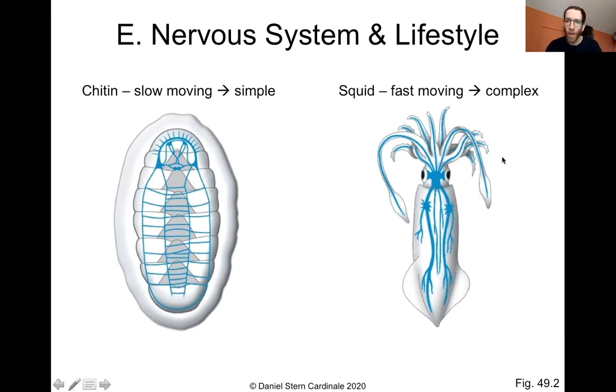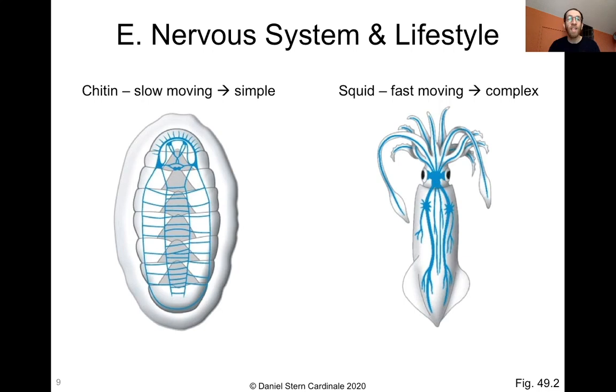Compare that to a squid on the right here. Squid are cephalopods, which are some of the best problem solvers among invertebrates. Things like squid and octopus, they're really good at lots of different things. So they can hunt, they can camouflage, they can avoid predators. They have a very complex lifestyle that involves interacting with their environment in extremely complex ways.